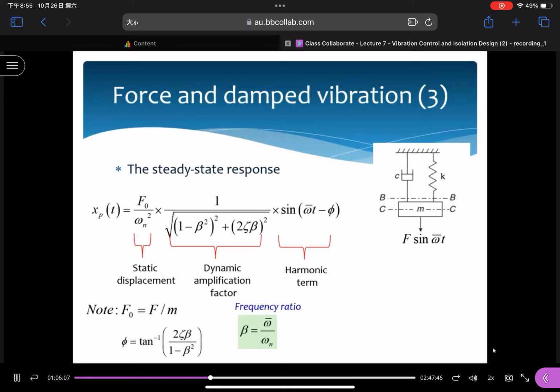But I just want to let you know that to find the steady state response for the forced and damped vibration system, we can use this equation, and this equation is similar to the response for the damping case. It is given. But you need to know how to find beta, zeta, F naught, and omega n. That's it.